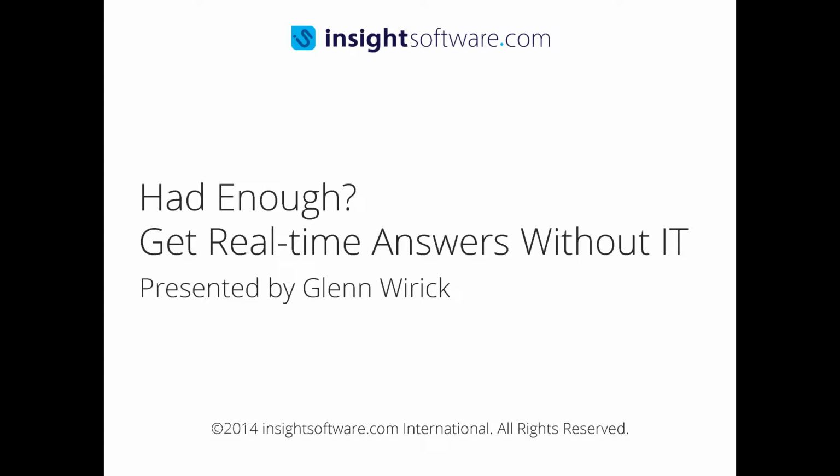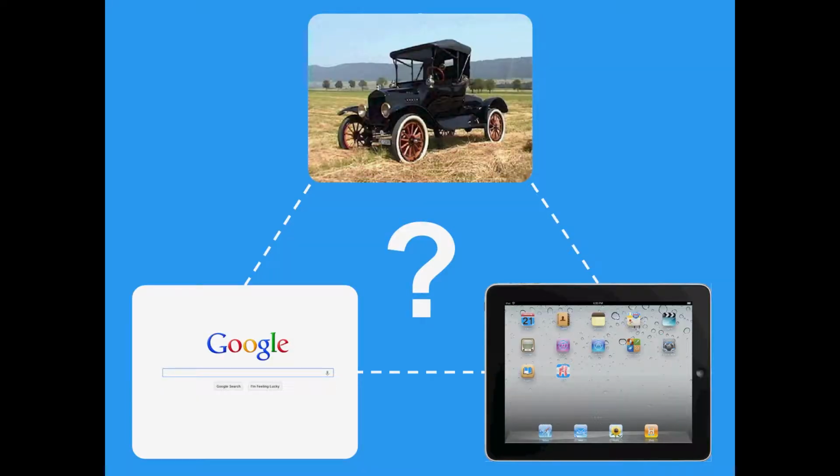Over to you, Glenn. Let's start with a question. What do these three things have in common? To give you a clue, Henry Ford said about the Model A, if I had asked people what they wanted, they would have said faster horses. There was, of course, a time when people didn't know what a car was, so they didn't know to ask for it. But now that cars have arrived, we basically can't live without them.